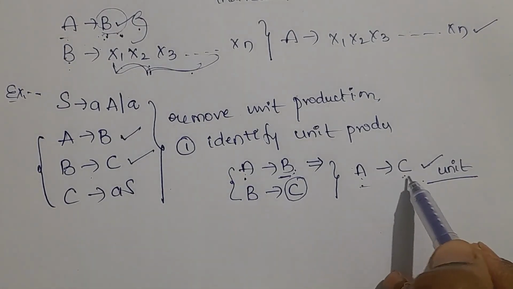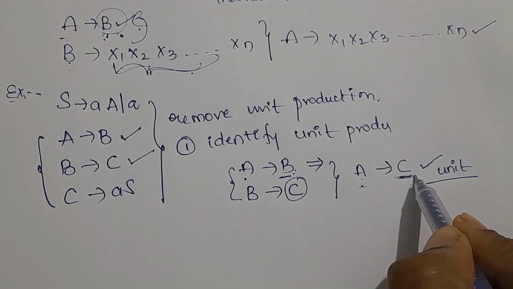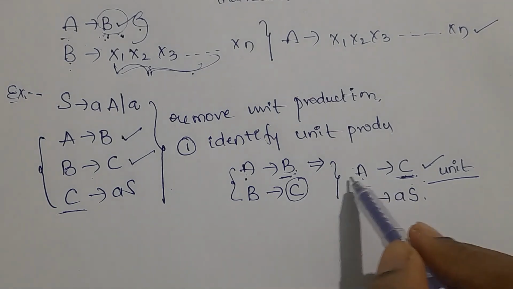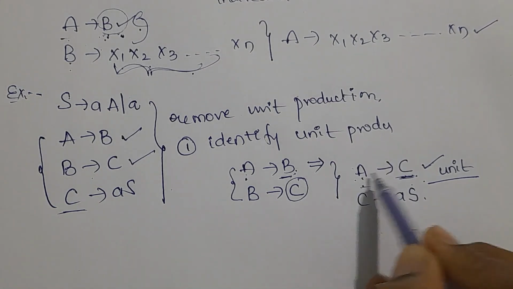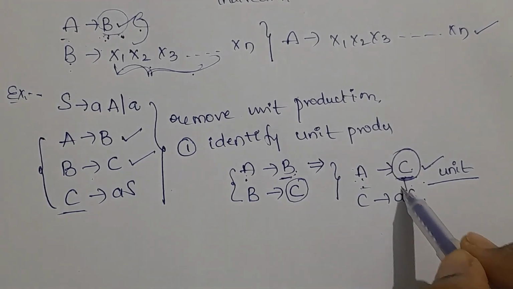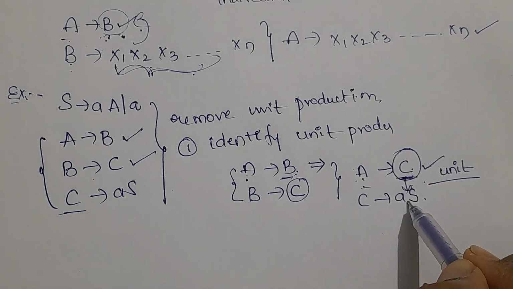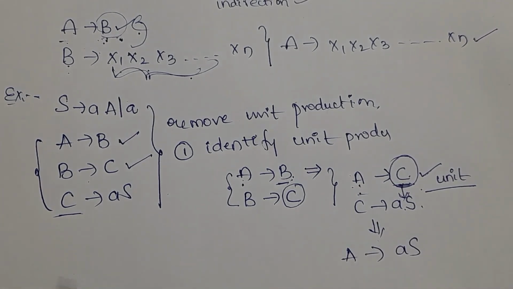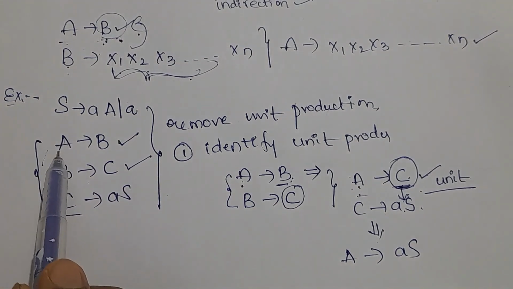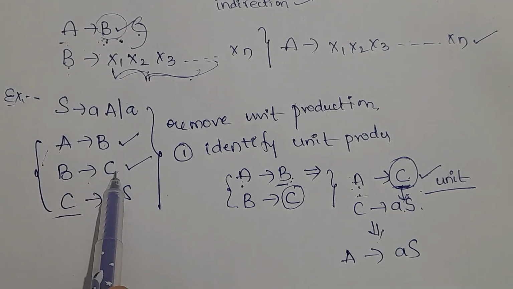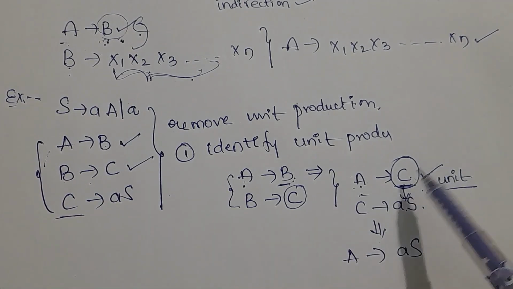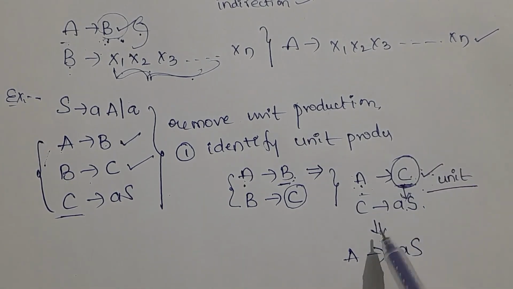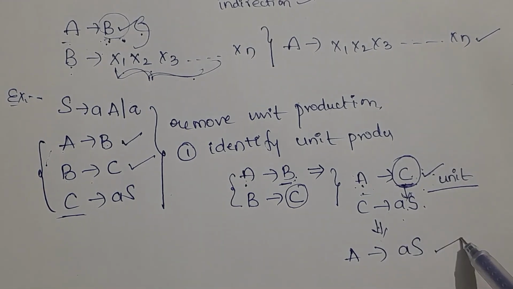What is C's production here? C's production is nothing but C tends to small a and capital S. Now you need to replace A tends to C with C's RHS production rule, so that A becomes small a and capital S. Hence we are eliminating A tends to B, B tends to C in such a way that we came up with a production A tends to C. Again it is a unit production, hence we replace it with C's value. It becomes A tends to small a, capital S.